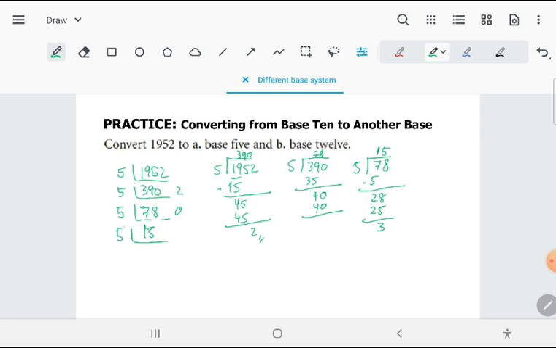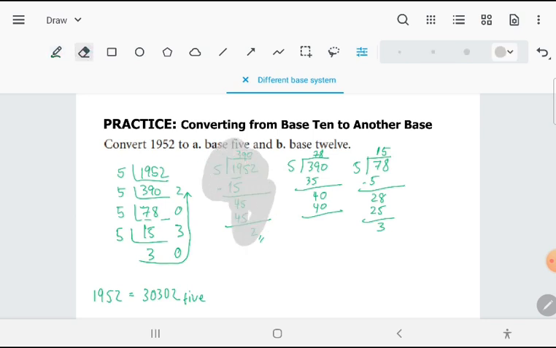78 divided by 5 is equal to 15, a quotient of 15, and a remainder of 3. Now again, 15 can still be divided by 5. We know that the quotient is 3, and your remainder for that is 0. 3 times 5 is 15. Let's be guided by the arrow. Okay, so our answer, 1952, is equivalent to 30302 subscript 5.